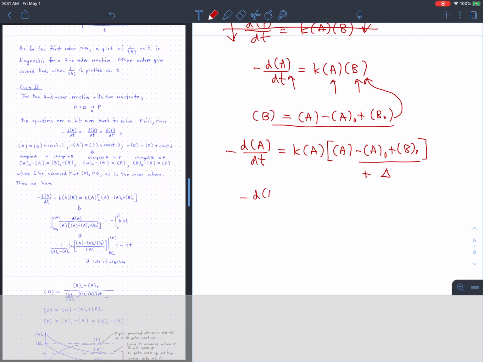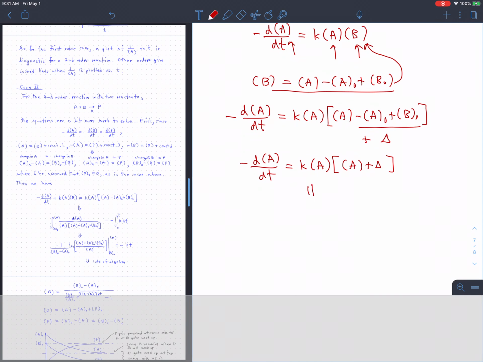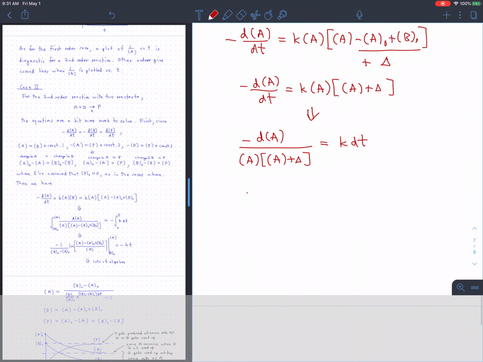So minus dA/dt is equal to K times A times (A plus delta), and that's the differential equation we actually have to solve. Separating the variables, we get minus dA over A times (A plus delta) is equal to K times dt, and now we integrate both sides as always with these variable separable differential equations. Very easy.